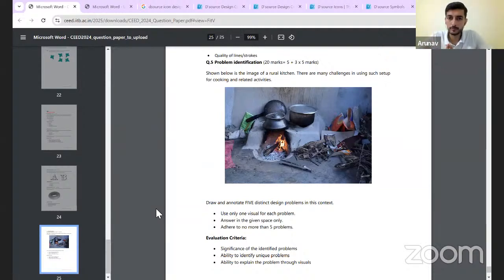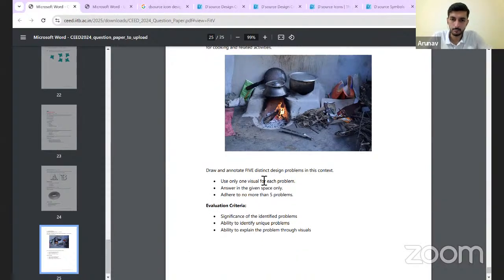Shown below is the image of a rural kitchen. There are many challenges using such a setup for cooking and related areas. Let's look at the evaluation criteria. We have to make 5 problems. Use only one visual for each problem. First evaluation criterion: significance of the problem identified. That means how relevant the problem is from the point of view of the person who is using this kitchen.